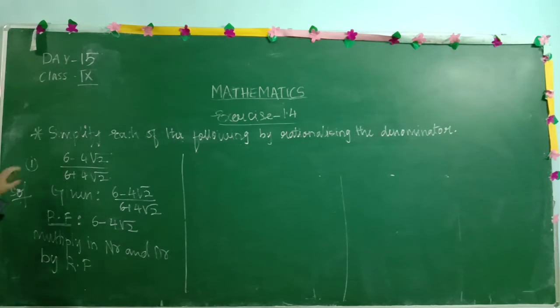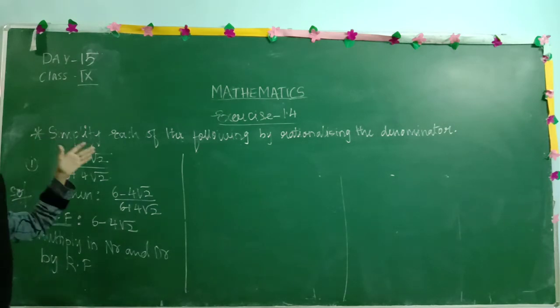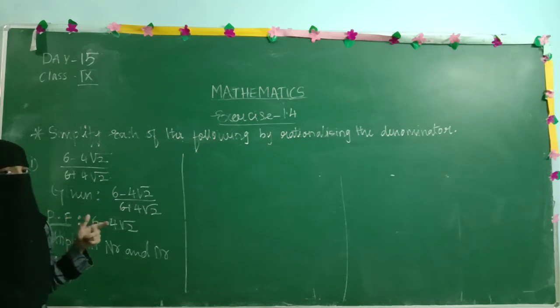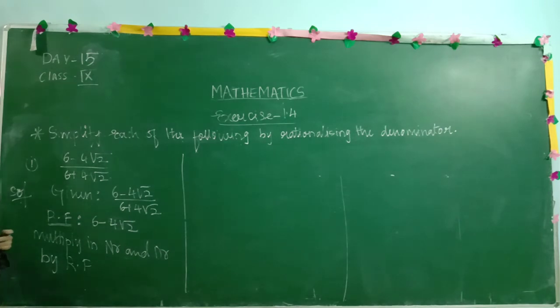Okay, so the question is given: simplify each of the following by rationalizing the denominator. We know very well what the denominator is. The number below the line is called the denominator. Here we need to rationalize the denominator. So the question is given: 6 minus 4 root 2 by 6 plus 4 root 2. Whatever the question is given, we are taking as given.